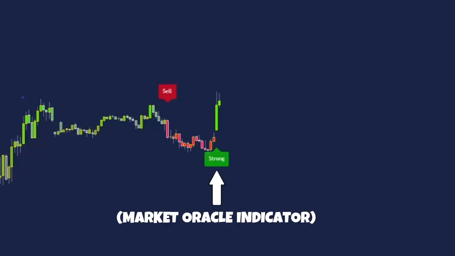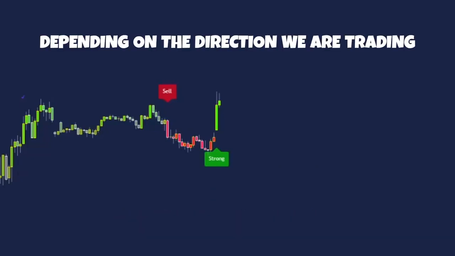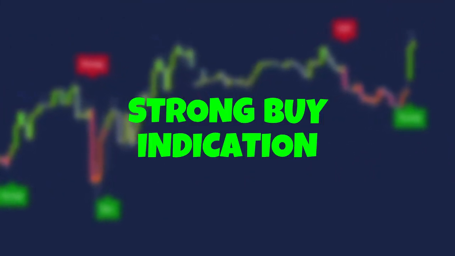Step 2 for this strategy is to wait for the Market Oracle indicator to paint a buy or sell depending on the direction we're trading. But this isn't just any buy label, this in fact is a strong buy indication.